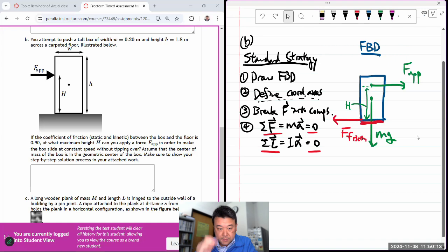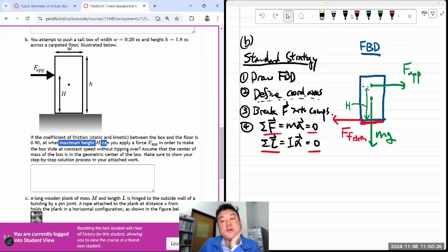So I gotta think my way through, and it's asking what maximum height. As the height of the applied force goes up, if I'm thinking of having a center of rotation, I guess I could have my center of rotation here. Then as height goes up, the clockwise torque goes up. So I need to position my normal force to counter that as much as possible.